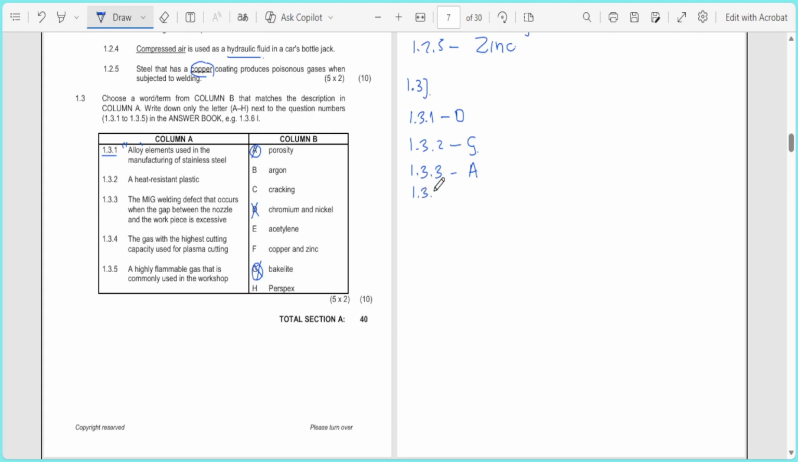Then 1.3.4, the gas with the highest cutting capacity used for plasma cutting. Argon is a gas. This is not a gas.